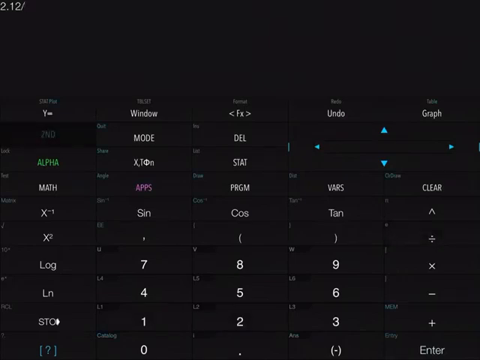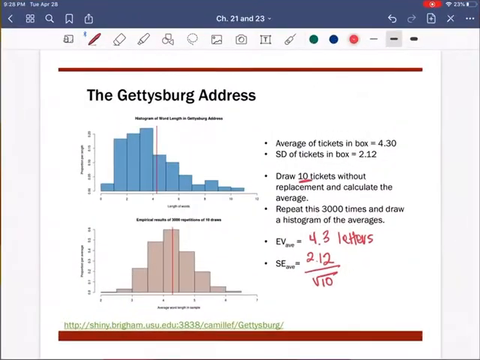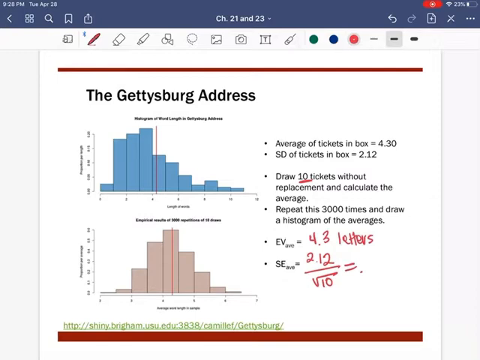Okay, 2.12 divided by the square root of 10, 0.67. Okay, what that's saying is we believe that the length of the words on average when we draw out 10 words is going to be 4.3, give or take 0.67 letters.